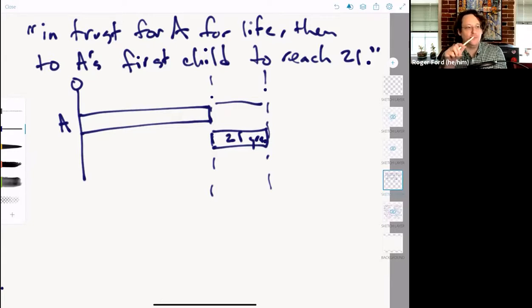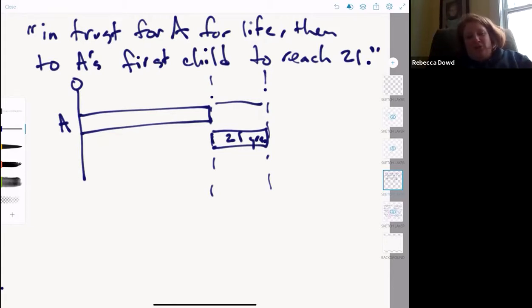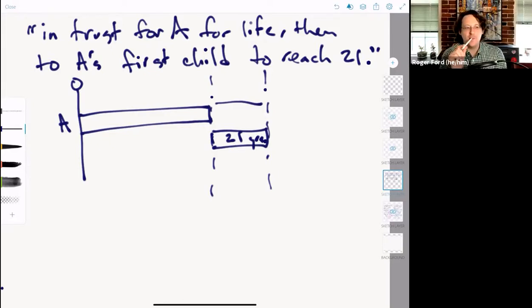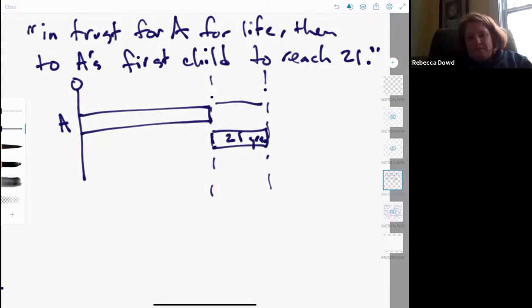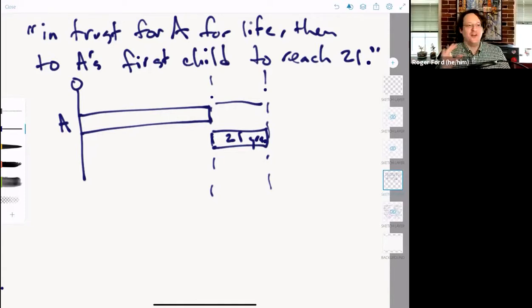Ms. Dowd, I understand this is a semantic question, but if A made his wife pregnant like a week before he died, it would be like 21 years plus 9 months. Did they just breeze by it and say it's close enough? Yeah, we just breezed by that. I don't have a good explanation for why. And so, does everyone see why this gift is valid, why A is the validating life?